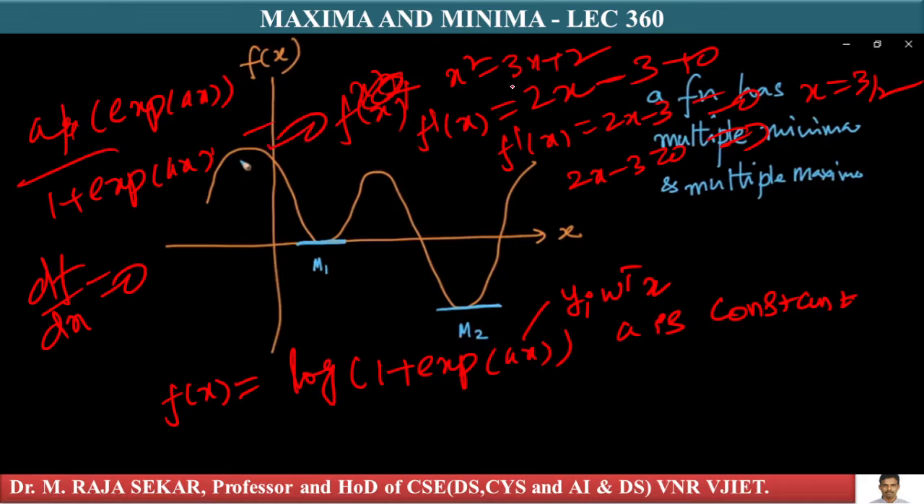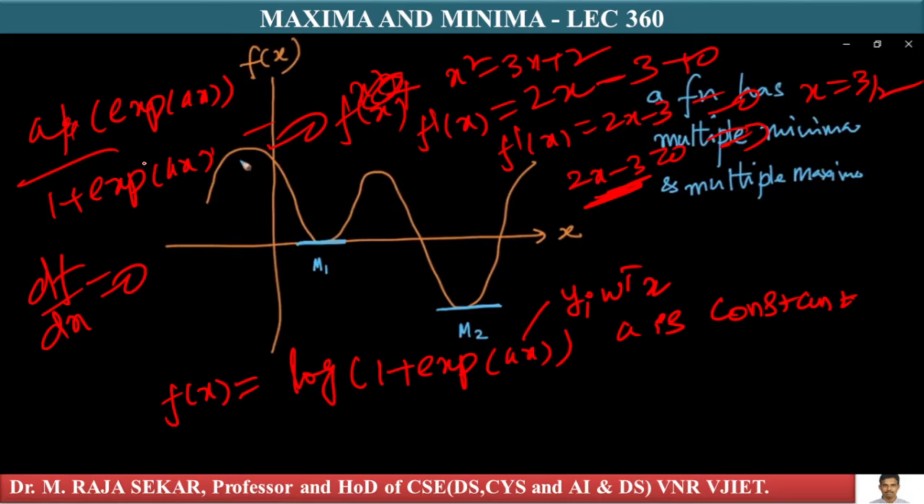In the previous case, solving 2x minus 3 is easy, trivial. But in this case, solving a into exp of ax by 1 plus exp of ax is not trivial. Sometimes it is very, very hard to solve f dash of x equal 0. So just trying to solve df by dx equal 0 may not always be the best way, especially for complex functions like log of 1 plus exp of ax.